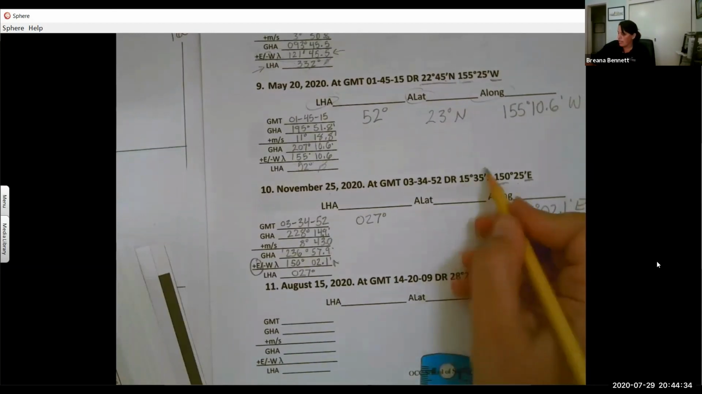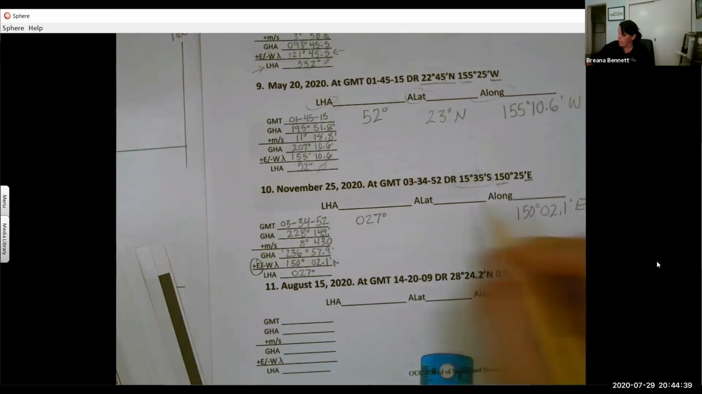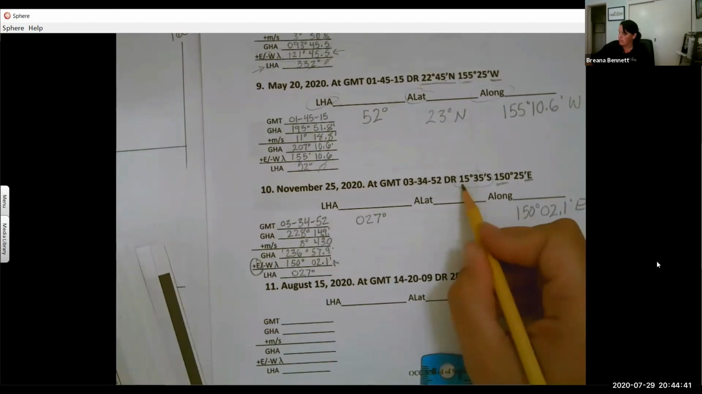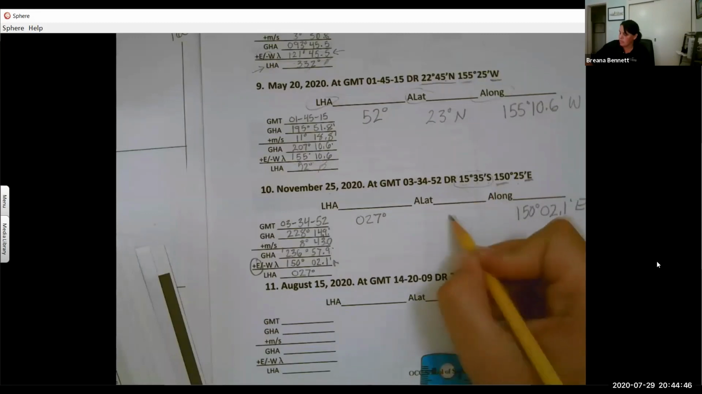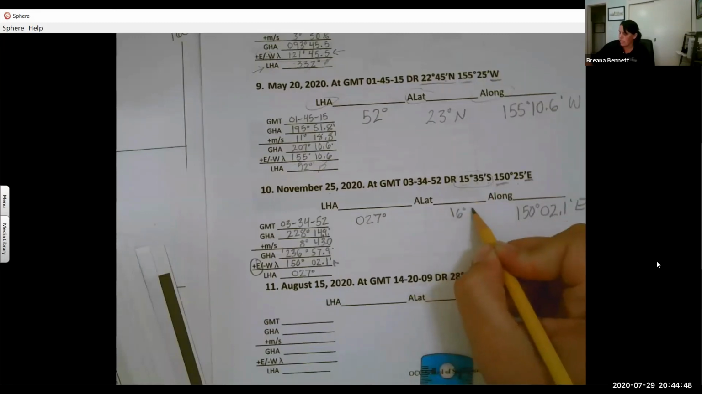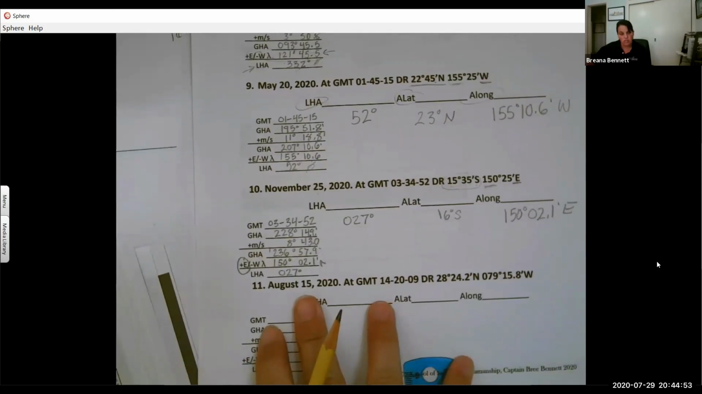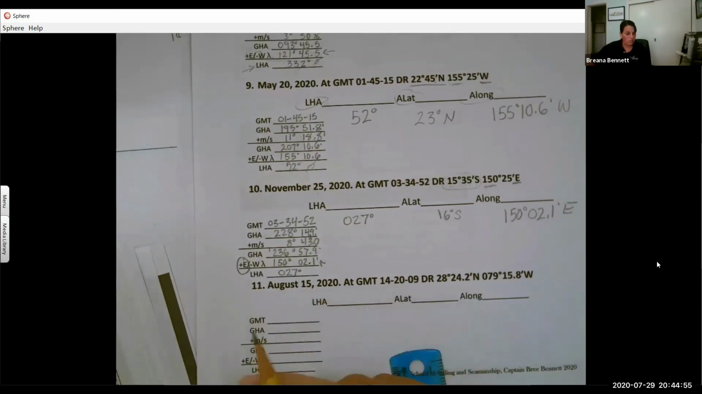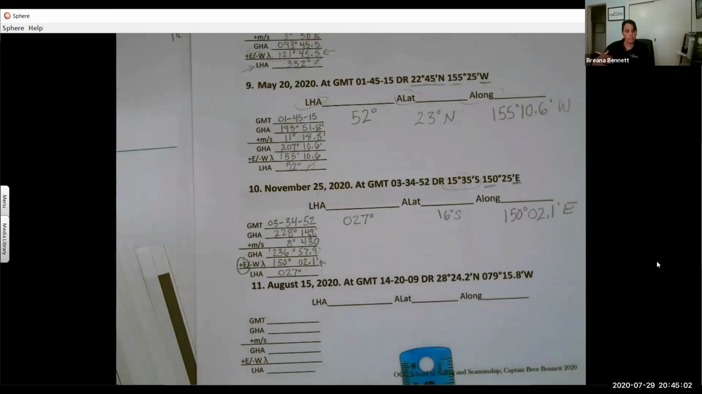And now we're going to look at our latitude. We have 15 degrees 35 south. So 35, we're going to round up to 16 degrees south. Any questions on the east and how we got an assumed position using east? Okay.